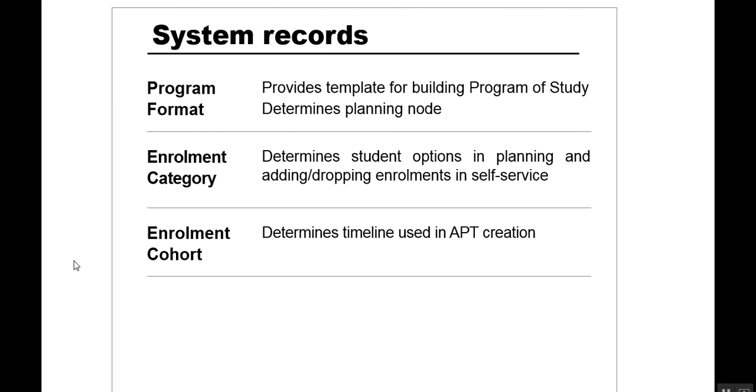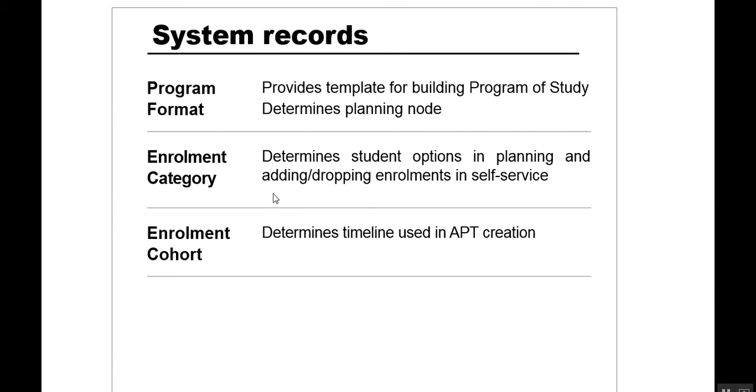And then we've got system records. These are the ones I've mentioned above. We've got a program format. As I said, this is the template that we use to build a program of study, and it also determines at what level in that program of study students can plan their choices, which I said is normally by stage. So a student will make their choices for the qualifying year, and then the following year they make their choices for part 1 and then part 2, etc.